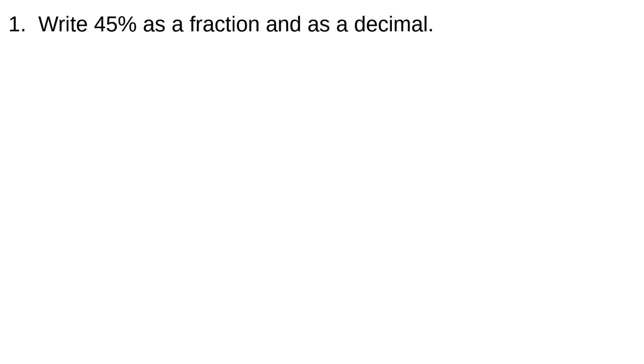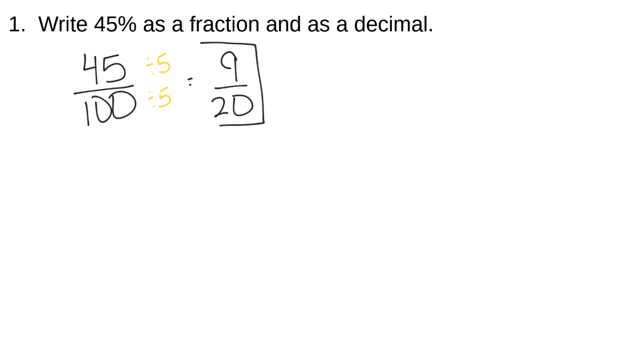Remember, we know that percents are out of 100. So if we have 45%, we have 45 out of 100. We could write that as a fraction, 45 out of 100. Now, as always, if we can reduce, we should. You can put that in your calculator to reduce, or you could also reduce by dividing top and bottom by a common factor of 5. That's going to give me a reduced fraction of 9 over 20. So there is 45% as a fraction.